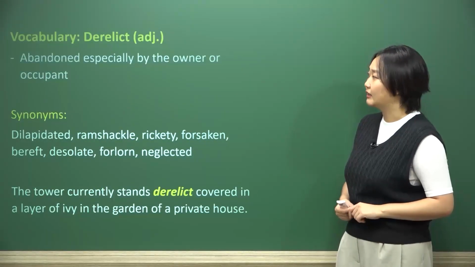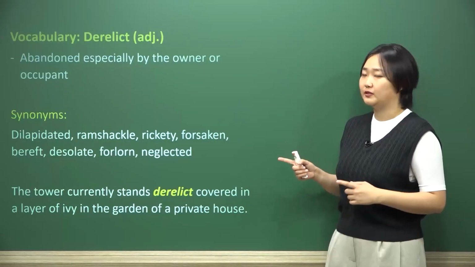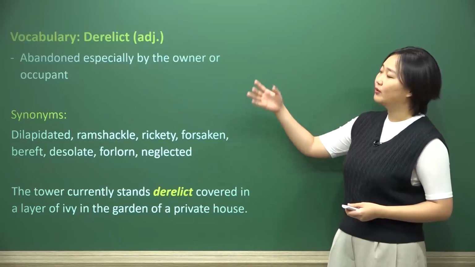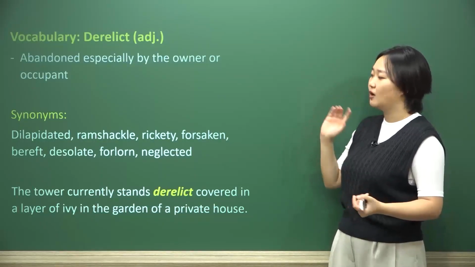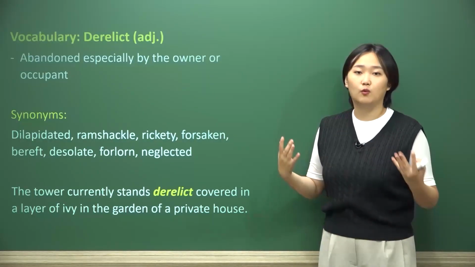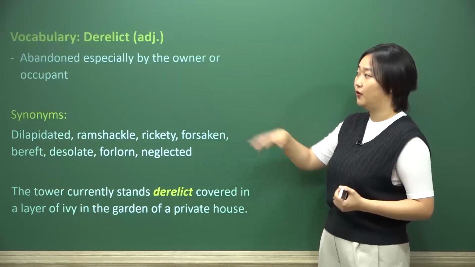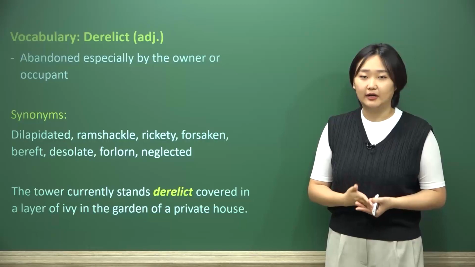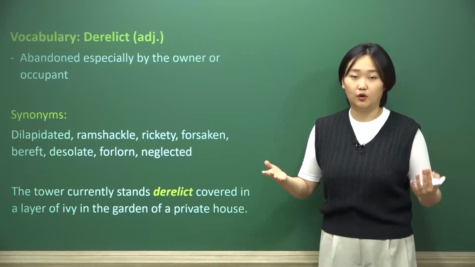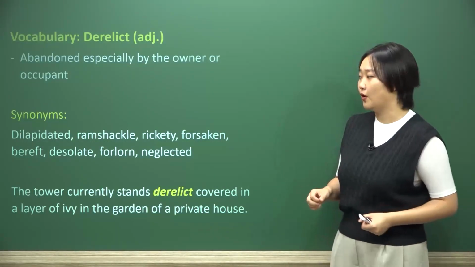Then the word derelict. Derelict is an adjective, abandoned especially by the owner or occupant. We talked about the word defunct earlier, right, in a different video. And so we have the word derelict too. And so we can say that they're somewhat similar, but specifically when we're talking about derelict, it was something that was once occupied and the owner has left it. And so the occupant or the owner has abandoned this area, this thing, then we call it derelict, okay? So if it's defunct, it's no longer working, it's no longer functioning, but derelict, it has been abandoned by somebody else who owned it.